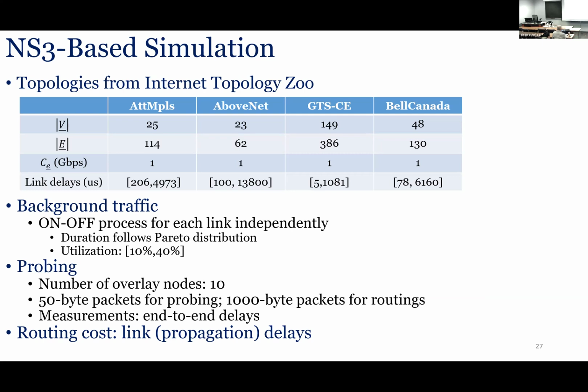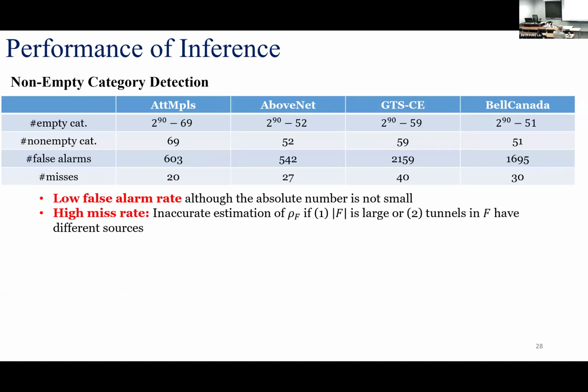Now let's look at how that works. We did a relatively honest simulation, a packet level simulation in ns-3 with all those routing and buffering of packets simulated, and we also inject background traffic. By the way, the background traffic we inject is independent across links.